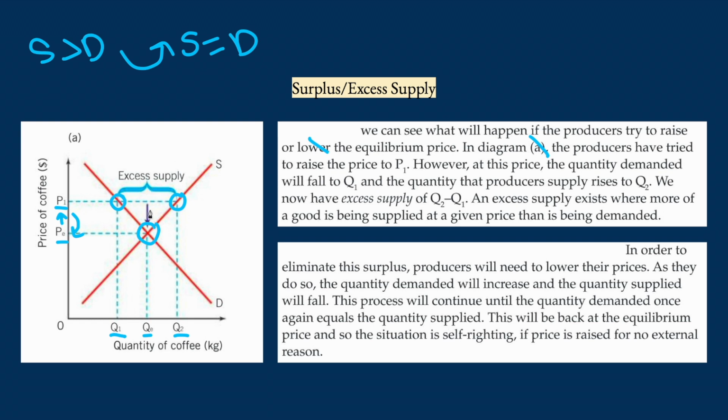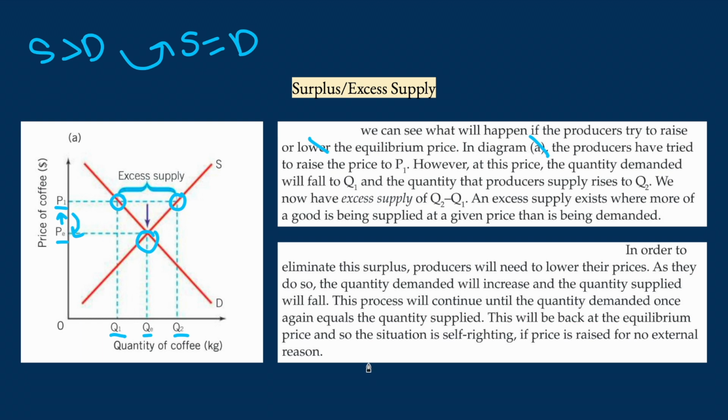And this basically just means that it's going to be the process of, if you guys can see this arrow here, let me move it down. Okay, we're going to shrink the surplus or excess supply until we once again get back to equilibrium. Okay, this will be back at the equilibrium price, PE, and so the situation would be self-righting, basically showing that this is an equilibrium if price is raised for no external reason.